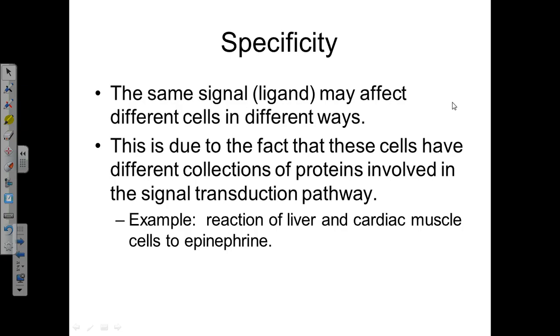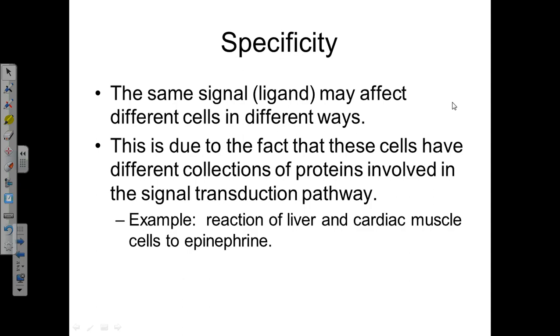All right, remember that these ligands are specific. They have to bind to specific receptors, like an enzyme and a substrate. The same ligand, though, in different parts of your body can cause very different things to happen. Like epinephrine, for example. In your liver, it causes glucose breakdown. That's the message it's sending to your liver cells. But what message is it sending to your heart cells? Speed up, beat faster, right?